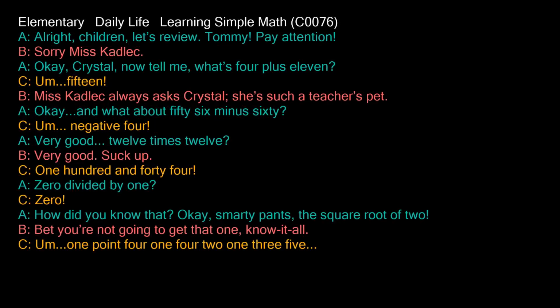All right, children, let's review. Tommy, pay attention. Sorry, Miss Cadlick. Okay, Crystal, now tell me. What's 4 plus 11? 15. Miss Cadlick always asks Crystal. She's such a teacher's pet. Okay, and what about 56 minus 60? -4. Very good. 12 times 12? 144. Very good. Suck up. 0 divided by 1? 0. How did you know that? Okay, smarty pants, the square root of 2. Bet you're not going to get that one, know-it-all. 1.4, 14, 2135.